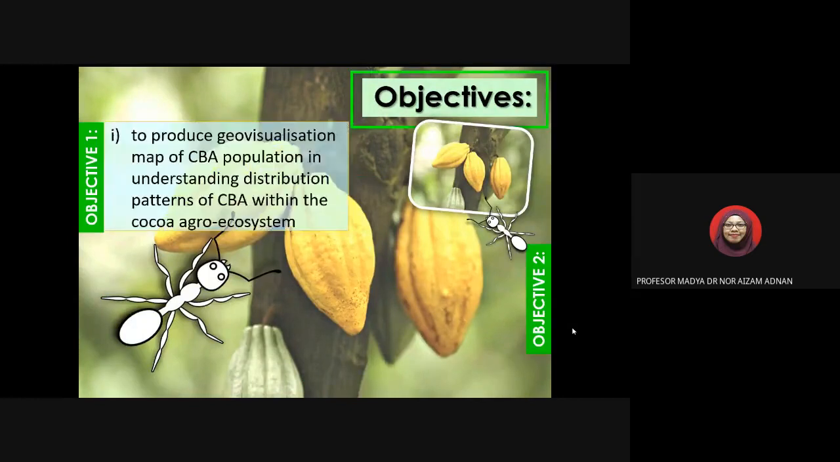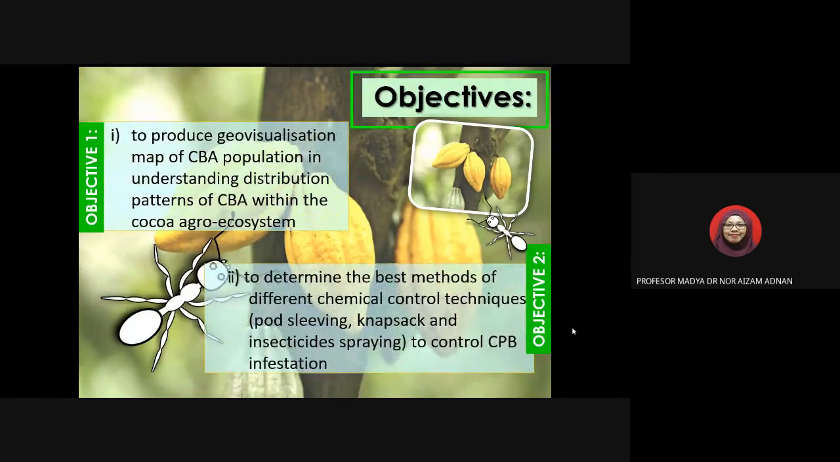There are two different objectives of this study. The first one is to produce a geovisualization map of the cocoa black ant population, in understanding the distribution pattern of CBA within the cocoa agro-ecosystem. And secondly, to determine the best method of different chemical control approaches to combat CPB infestation.